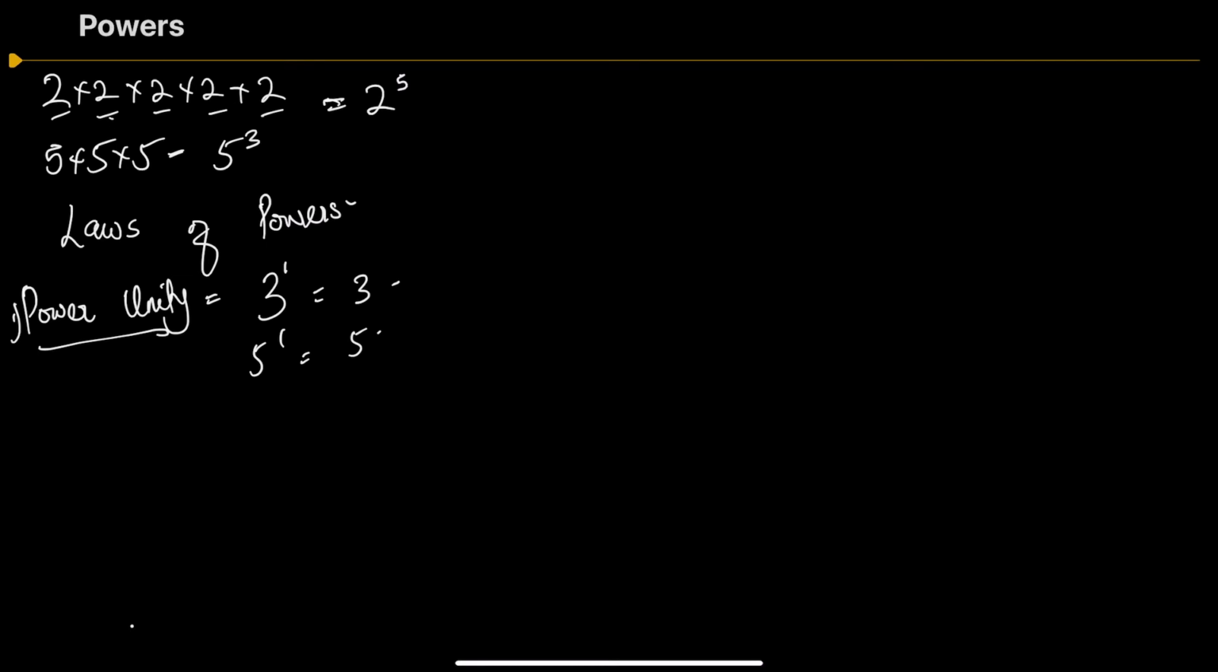And then another one is the zero law, which states that anything raised to the power of 0 is equal to 1. So if you have 5 raised to the power of 0, it is equal to 1. So these are like standards in the laws of power, right?